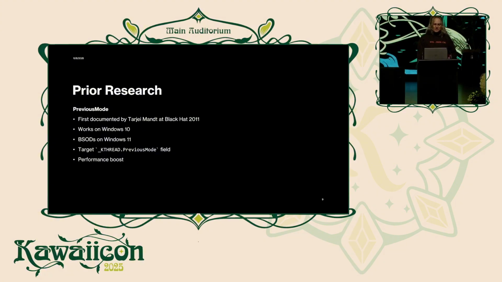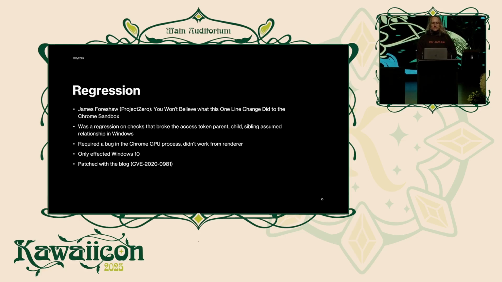We think that it's because of a performance boost, but this has been around for a while, since 2011, right? It works on Windows 10, but it actually blue screens in Windows 11. Another example of a technique was a regression found in Google Chrome by James Forshaw, a bug that broke the relationship between access token parents, children, and siblings. The thing with this, though, is that it required a bug in the Chrome GPU process, which has more privileges than a lockdown process such as the renderer. And after the blog post, it was patched.